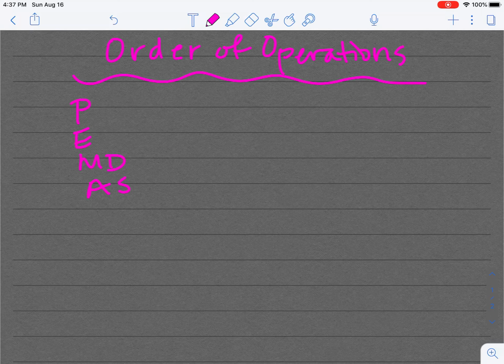P stands for parentheses. Exponents come next. Then we do multiplication and division in a left to right format. I'll show you what that means. And addition and subtraction also go left to right. So first of all, you have to do anything that involves parentheses, what's inside the parentheses. Then you do all the exponents that you can before completing any multiplication and division, left to right. And then addition and subtraction will be the last thing that you will complete.